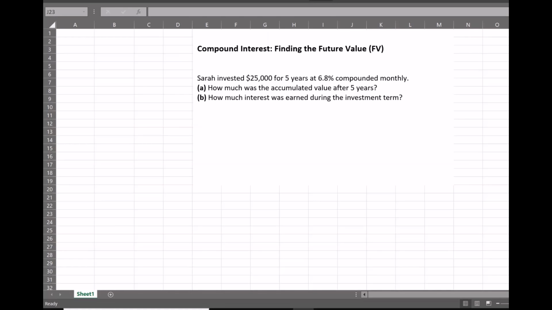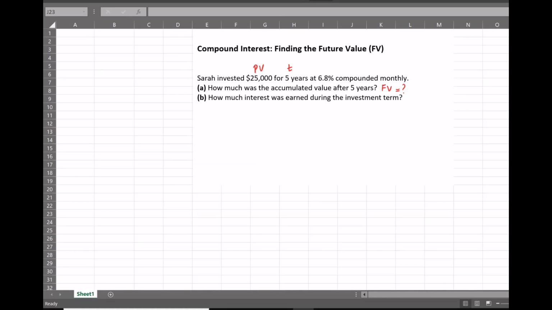Hello everyone. In this video, we will learn how to find the future value of a compound interest problem. So in part A, we are asked to find the cumulative value. Cumulative value is another name for future value, right? It's given that $25,000 is invested today for 5 years and at 6.8% compounded monthly.